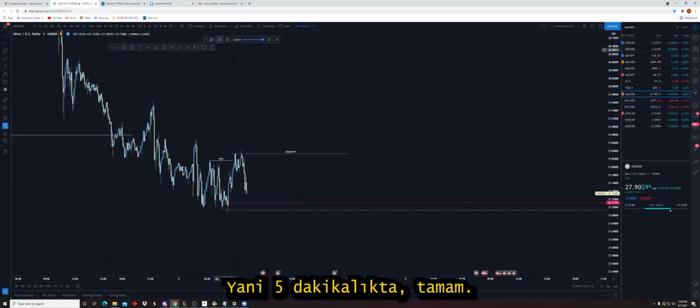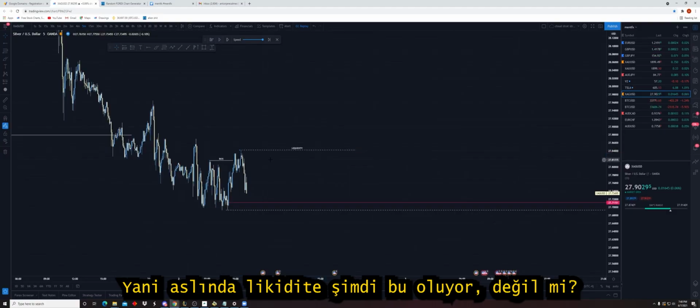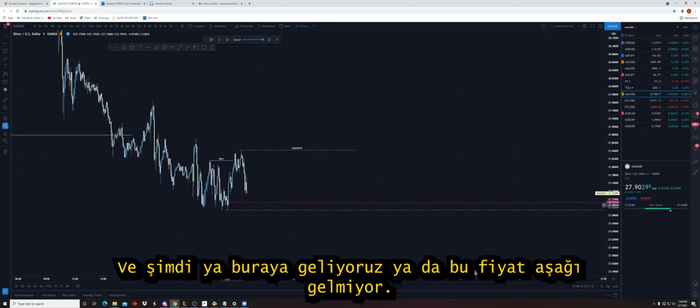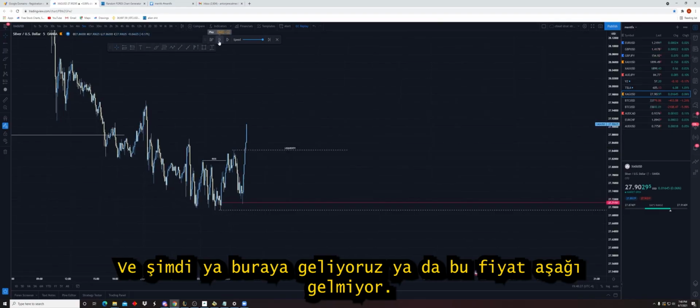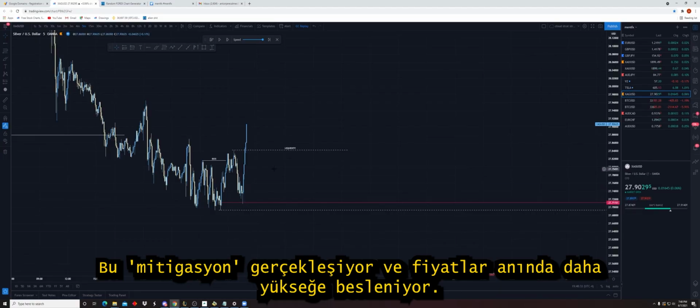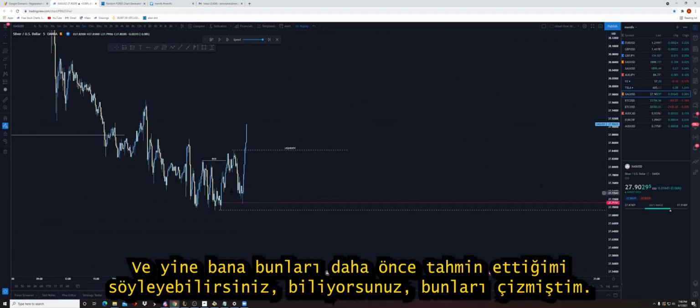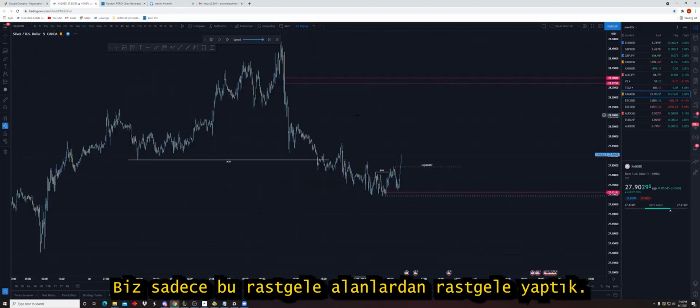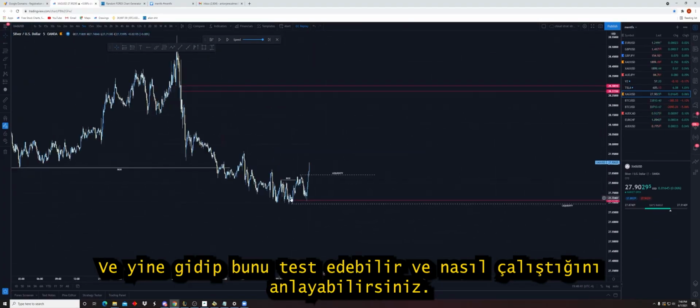So on the 5 minute, okay, so actually liquidity becomes this now, right? And now we either come into here or we don't, right? So price comes down, right? And there we have it. There is no question on a lower time frame about this mitigation. This mitigation occurs and price is instantly fed higher. And again, you can tell me I predicted these before, you know, drew these all out. That's fine. We did this randomly off of these random areas. And again, you can go and test this and understand how it works.